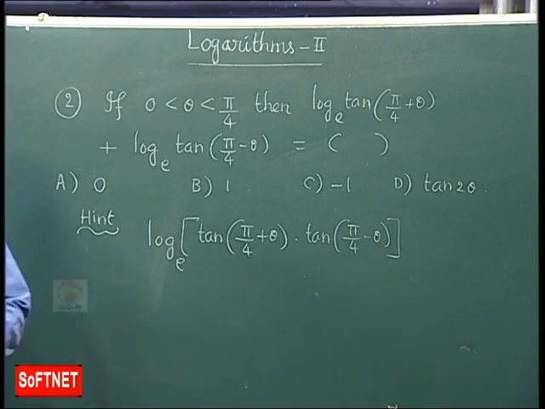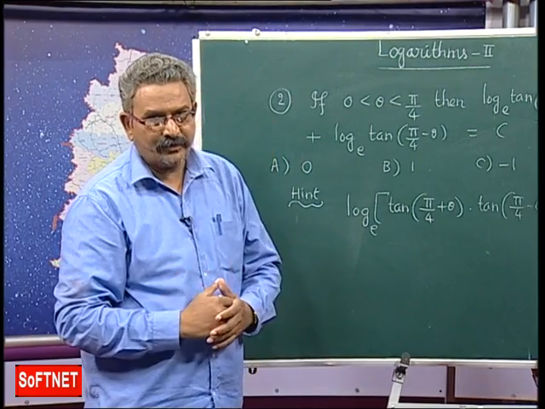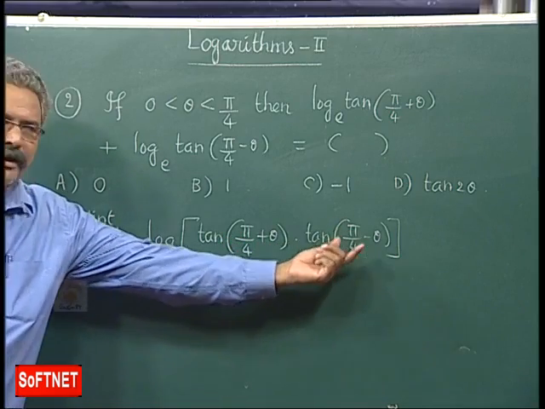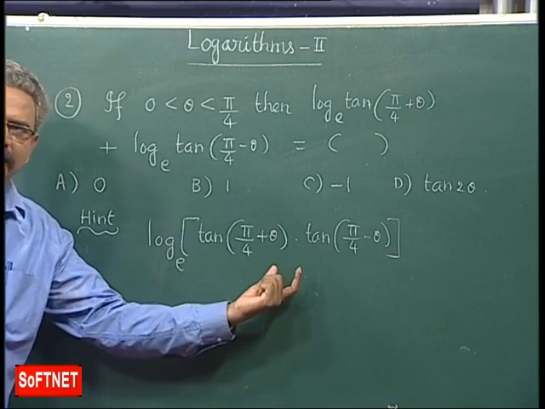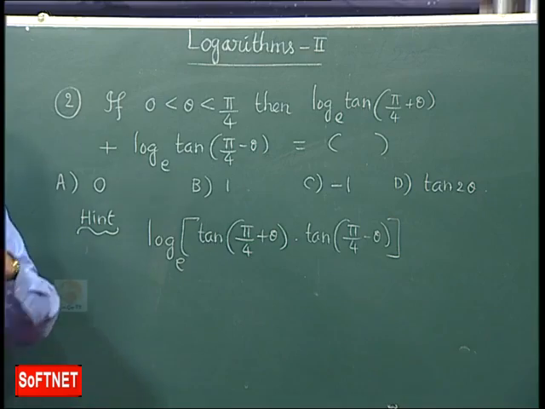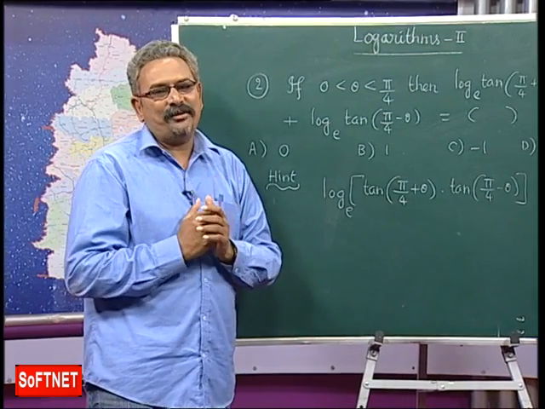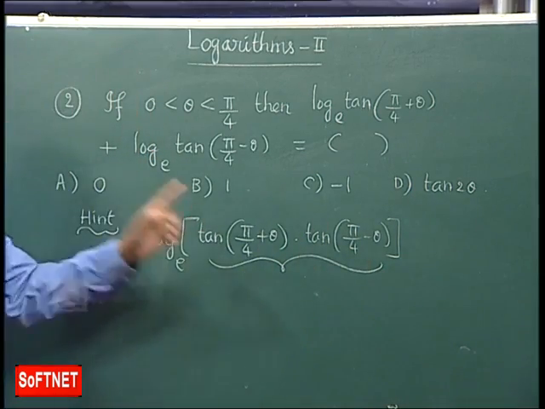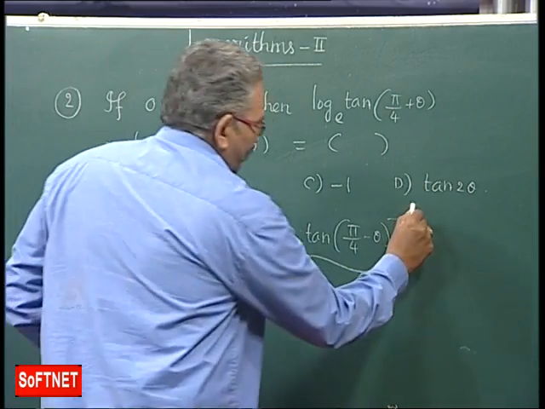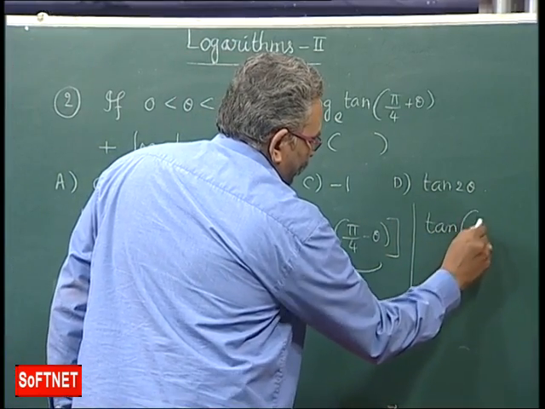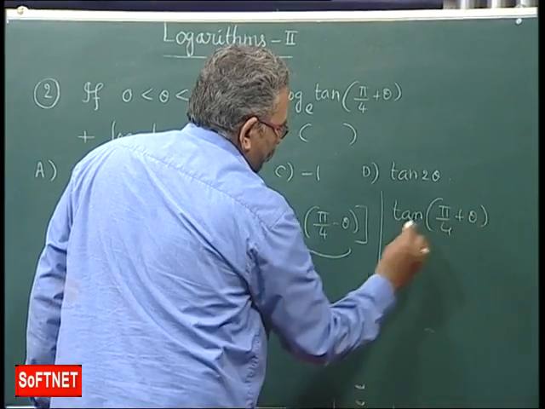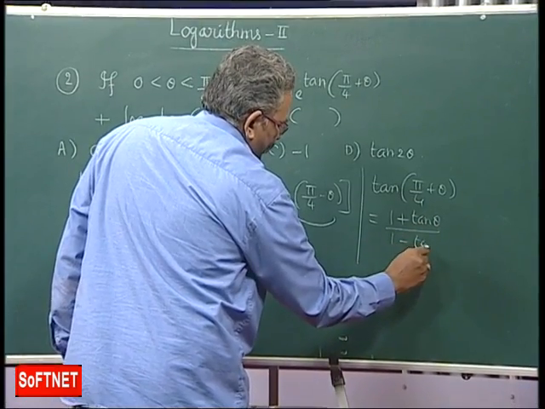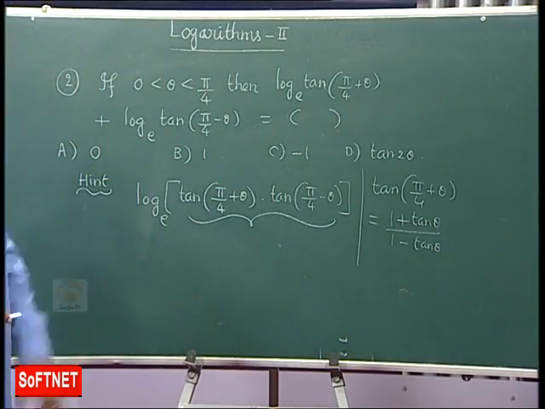Okay, now we may have one doubt in our mind. What is the value of tan of pi by 4 plus theta into tan of pi by 4 minus theta? That is a very, very important problem from trigonometry, also in compound angles. Generally, we discuss this problem in compound angles. Let me explain: tan of pi by 4 plus theta equals 1 plus tan theta by 1 minus tan theta. So better to remember this formula from trigonometry.